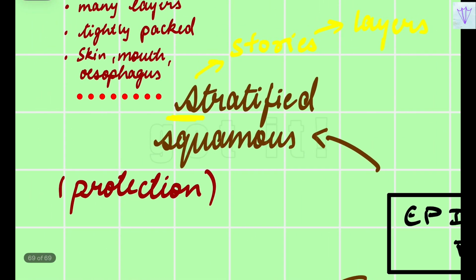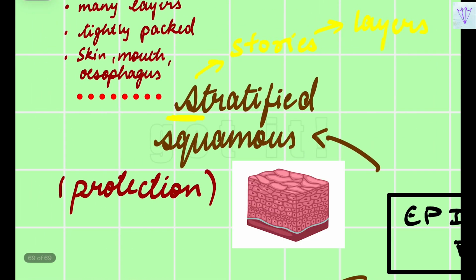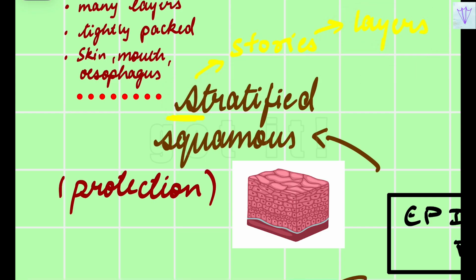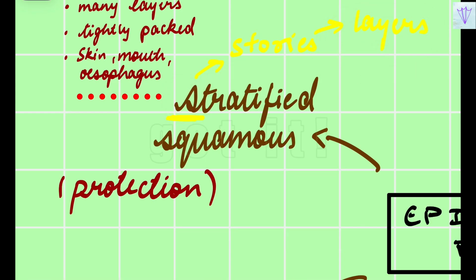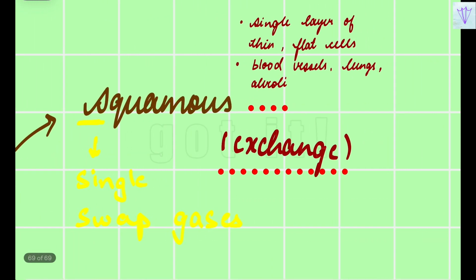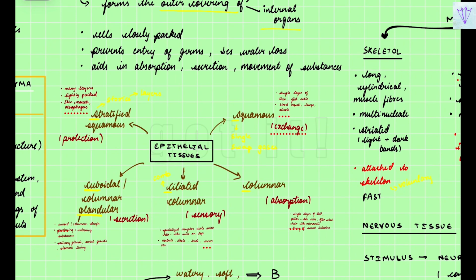And next, moving to the stratified squamous epithelium, whose primary function is protection. So it has many layers and it is tightly packed and is found in skin, mouth, and esophagus. So your S in the sense stories, and so it has many layers. You can remember like this. So here when you see, it is for protection and therefore it has many layers, and here it is as an outer lining or for exchange purposes, and therefore it is of a single layer. You can remember like that as well.